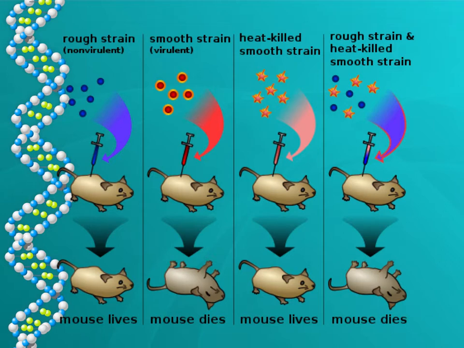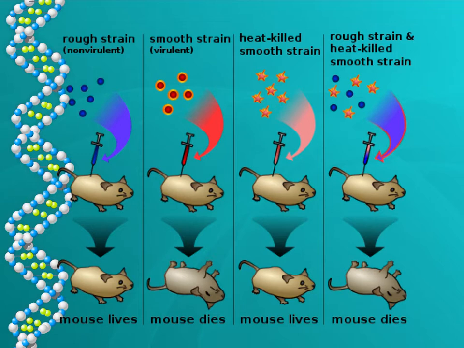But he took the rough strain. Non-virulent is that word. Virulent means causing sickness. Non-virulent doesn't cause sickness. Injected it into mice, and the mice were very happy and lived. He took the virulent smooth strain, put that into mice, and it killed the mouse. So then he cooked and killed the smooth strain, put those into the mouse, and the mouse lives. So now it's not the living smooth strain, it's not anything they carry. The bacteria have to be alive.